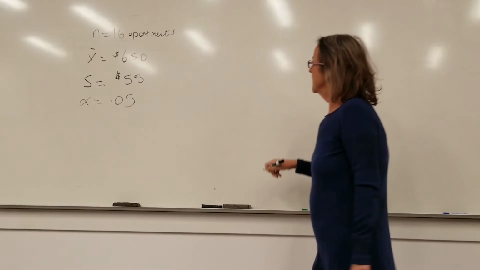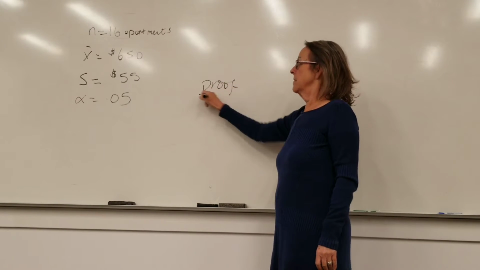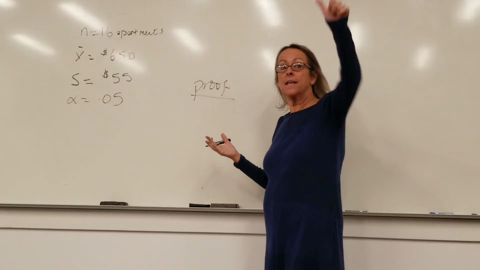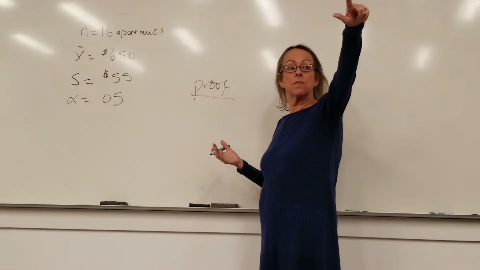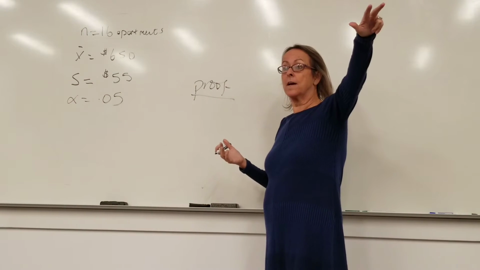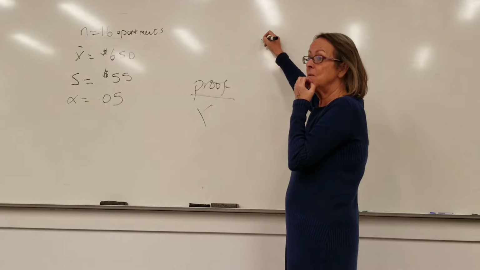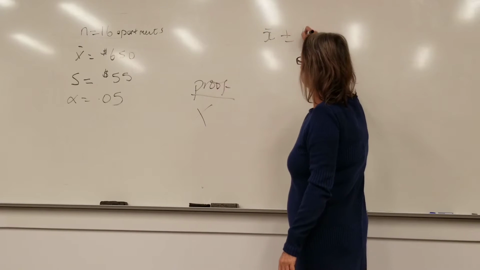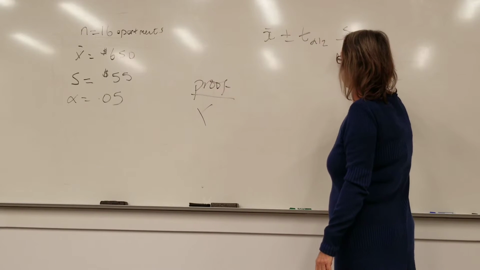Okay. So, proof. There isn't one. It doesn't say the underlying population is bell-shaped. n is not greater than or equal to 30. n is not more than 100, right? There's no proof. Therefore, I have to use the t-score. So it's x bar plus and minus t of alpha divided by 2, times s over the square root of n.